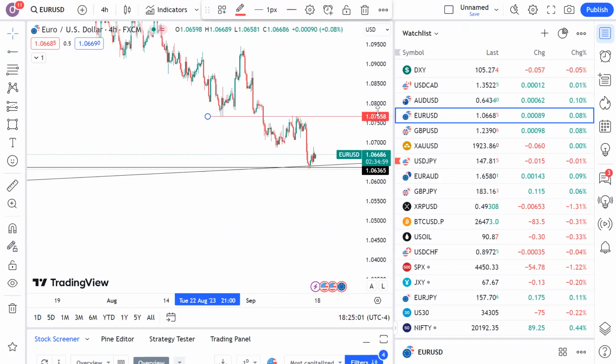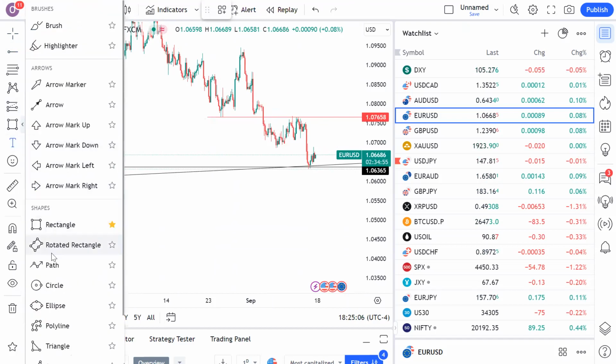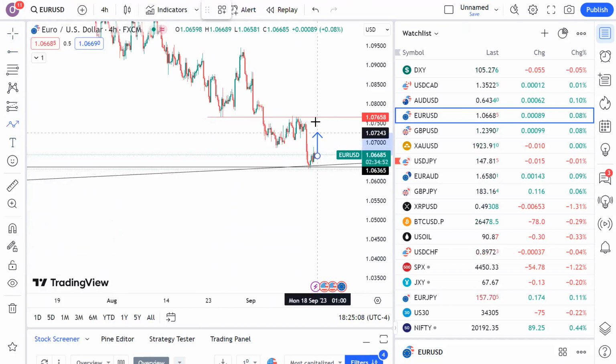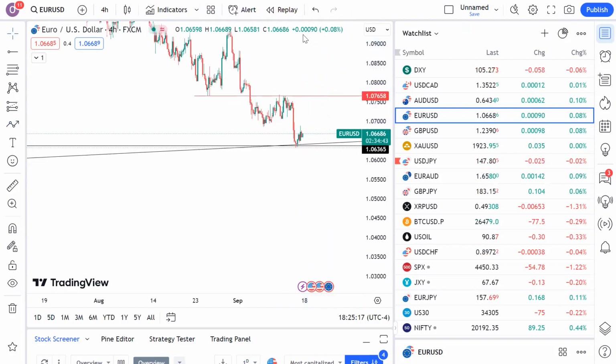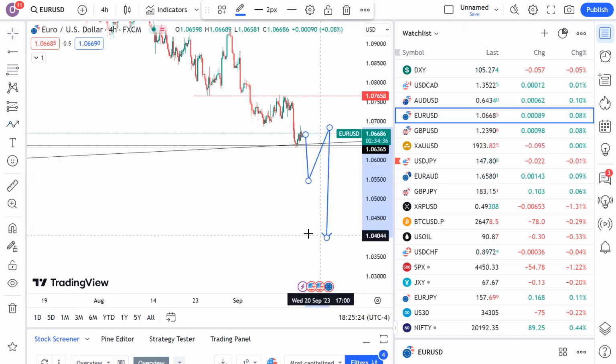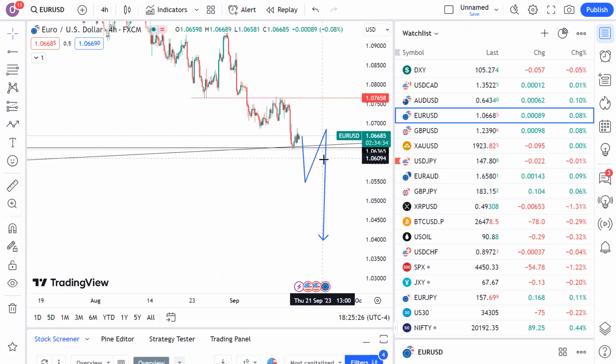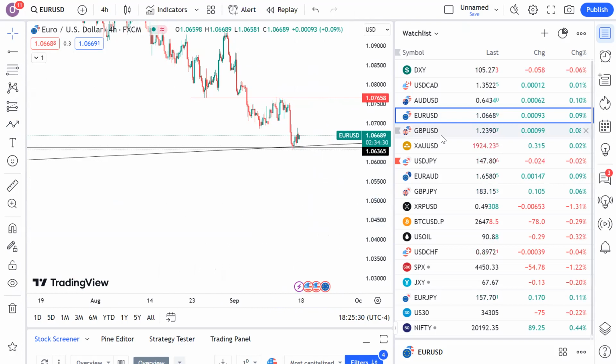But what am I looking for? If we were to get a break of structure on this level here and a retest, I'd probably be looking to trade this higher. But if not, and we get another break and another retest or something like that, I'll be looking to continue to short it, right? So pretty simple analysis for Euro USD. I'm not sure what's going to happen, so I'm just waiting and I'll react.